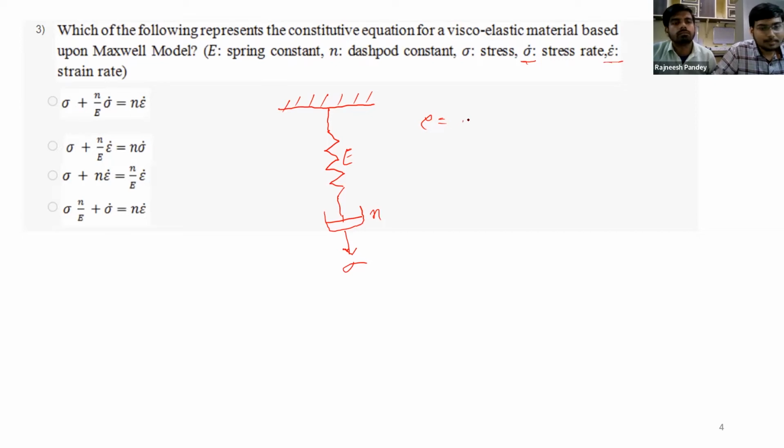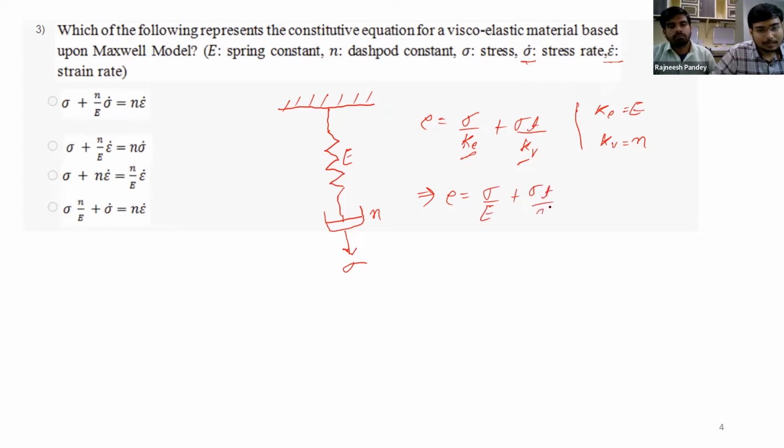So this total strain is nothing but the strain due to the spring element plus sigma times the time, that is the strain due to this dashpot element. In the class, these notations were used. They are nothing but Ke is represented as E here, and this Kv is given as eta here. So let me substitute these values here. This comes out to be epsilon is equal to sigma divided by E plus sigma t divided by eta.